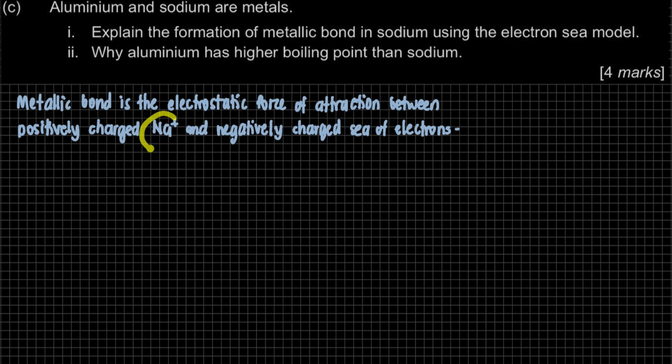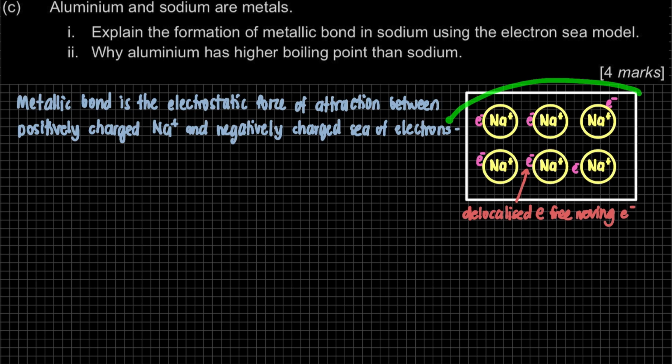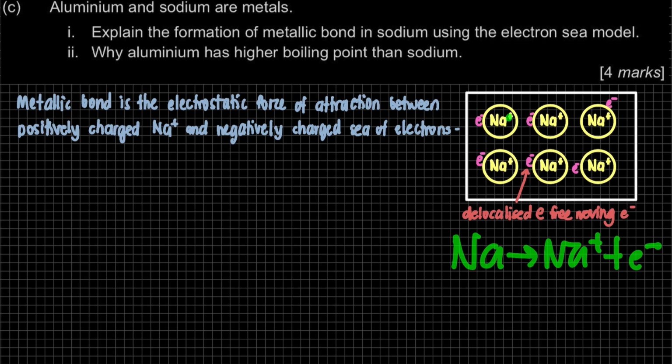In this case, why specifically Na+? Because here it mentioned sodium. So what is the electron sea model? It means that you have to draw the electron sea model. Not only for the explanation, you have to show it based on a diagram. So this is the electron sea model. You have to show the metal itself, and for the metal, you have to show that it is positively charged, because in this case our sodium has already donated the electron, Na becomes Na+ plus e-. For each one atom, it donates one electron. So that's why Na+ with 1 electron, Na+ with 1 electron, Na+ with 1 electron.